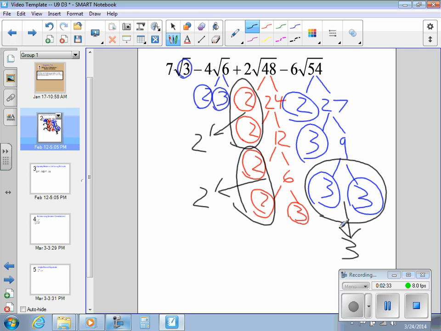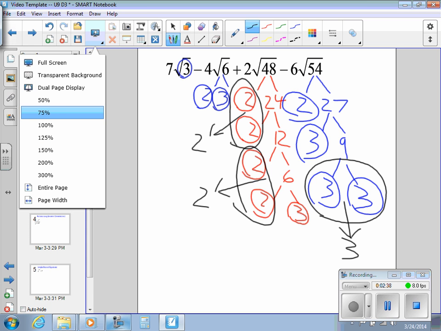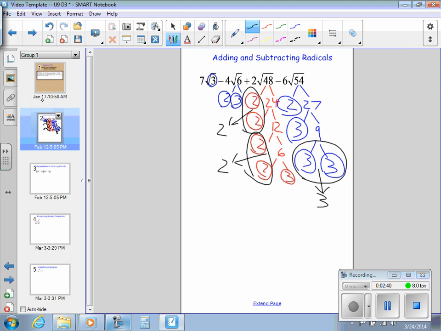And I'm going to see if I can shrink this down slightly. Boy, I'm at 75% already. We'll shrink it slightly so we can see everything. So now I have 7 times the square root of 3. And then this square root of 6, we can't simplify it any farther, so minus 4 times the square root of 6.